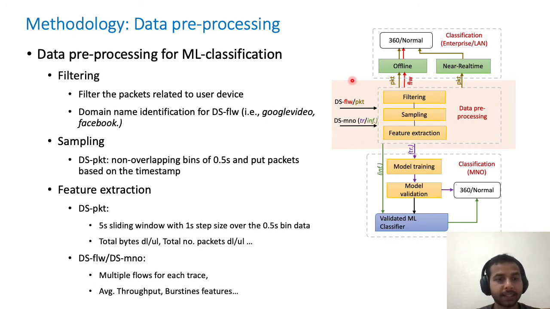After that, considering those long bins, we extract features such as total bytes and total number of packets that have been streamed in both directions, downlink and uplink. For the flow level data, which we denote as DS flow and also DSMNO, there can be multiple flows for each trace. So by considering all the flows in a given trace, we extract a couple of features such as average throughput and some bursting features and so on to represent a given trace with the feature vector.